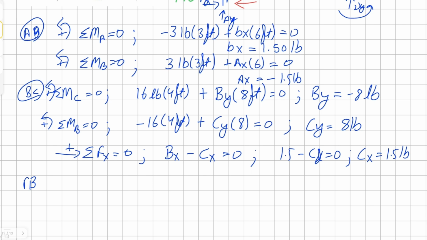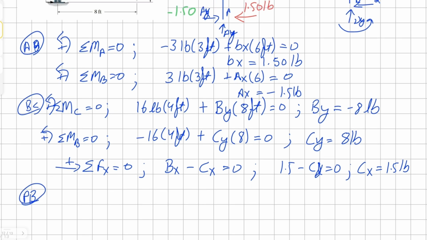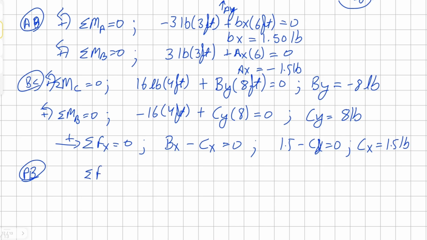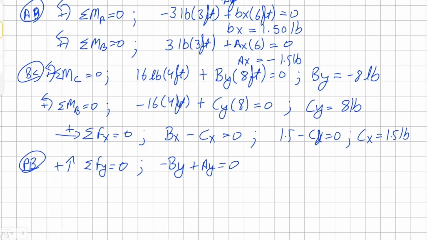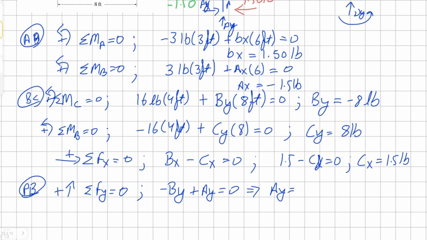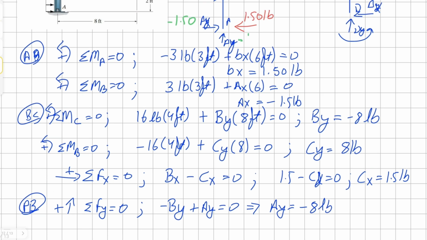Now for member AB, we are still missing a value for Ay. This can be simply found by summing the values of all the forces in y direction. We know By is going to be negative By. Our Ay is going to be positive, all equals 0. We know that our Ay is not known, but our By, we just found it. It's negative 8 pounds. So here it can be either said it's negative 8 pound, or change the vector and make it positive 8 pound.